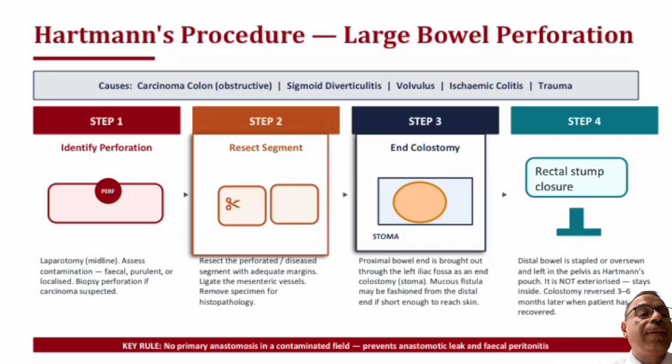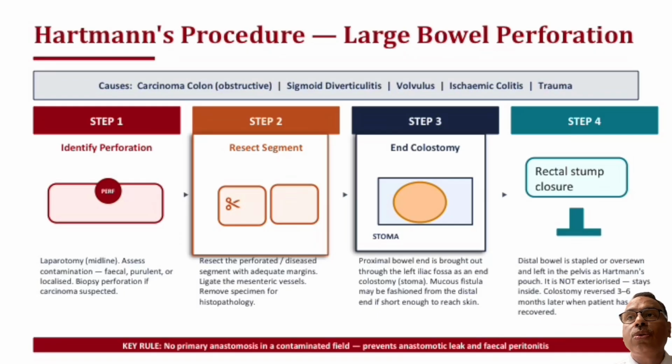End colostomy. And step number 4 would be the distal gut, which is a rectal stump, should be closed. So distal bowel is stapled or oversewn and left in the pelvis as Hartmann's pouch. This is known as Hartmann's pouch. It is not exteriorized. Mind you, it is not brought out but stays inside within the pelvis.